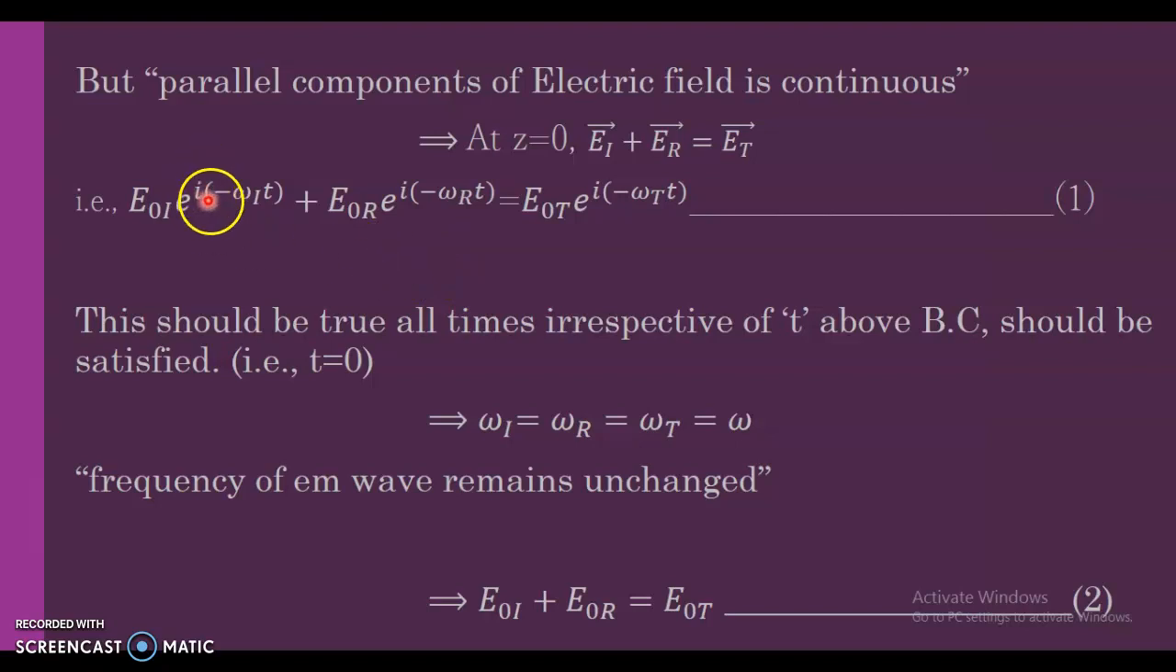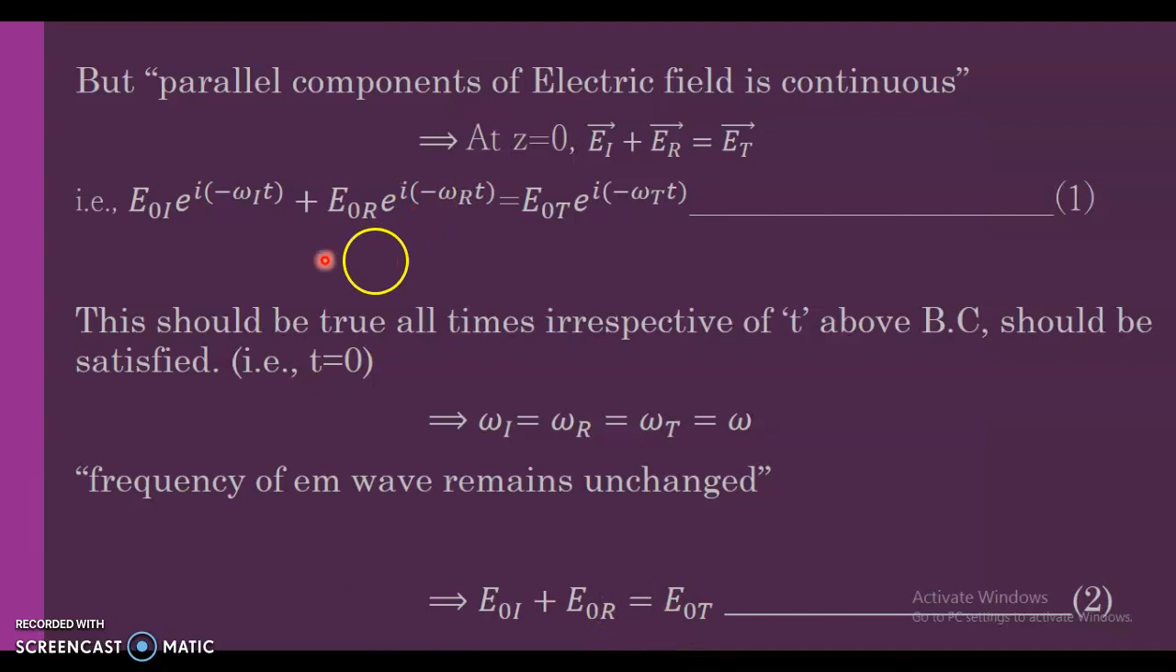Here we can see that ki z is 0, because z is equal to 0. In a similar way, kr z is also taken to be 0, and kt z is also taken to be 0. Then this equation will be written as equation 1. And this should be true at all times, irrespective of t; the above boundary condition should be satisfied. Which implies that omega i is equal to omega r is equal to omega t is equal to some value, say omega, where omega is nothing but the frequency of the electromagnetic wave, and when it remains unchanged, the above equation, that is equation 1, can be taken as E0i plus E0r is equal to E0t.